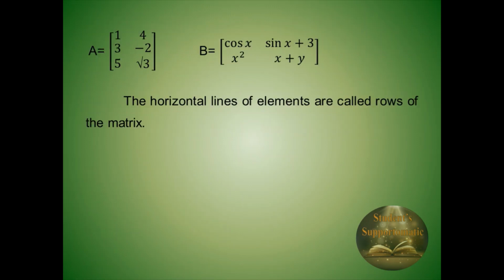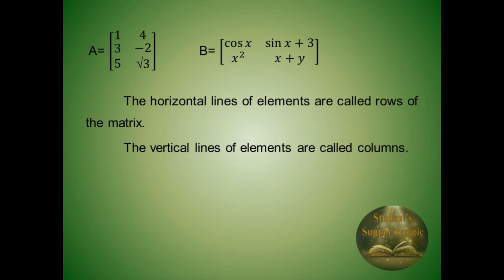So here the horizontal lines of elements are called rows of the matrix. What are the horizontal lines here? This, 1 4, is one horizontal line, that is the first row of the matrix, and 3 minus 2 is the second row of the matrix, and 5 root 3 is the third row of the matrix. Similarly in matrix B, cos x and sin x plus 3, these two elements are called the first row of matrix B, and x square and x plus y is the second row of the matrix.